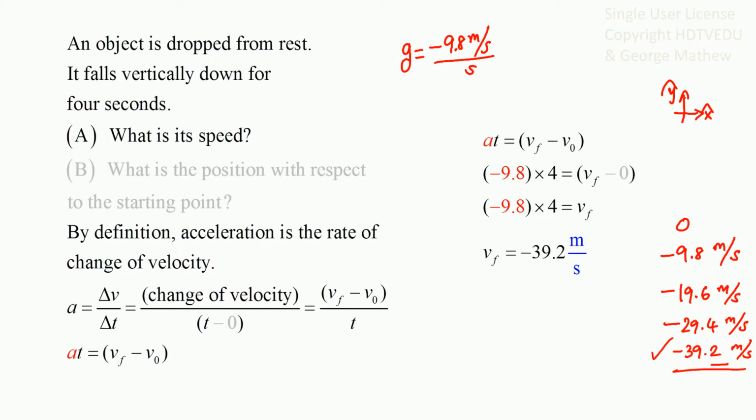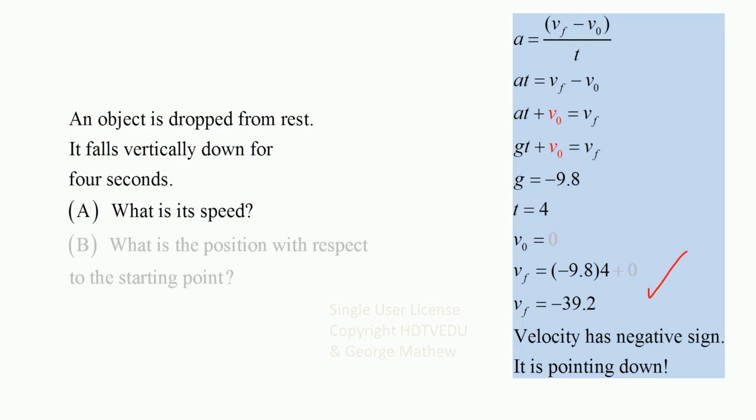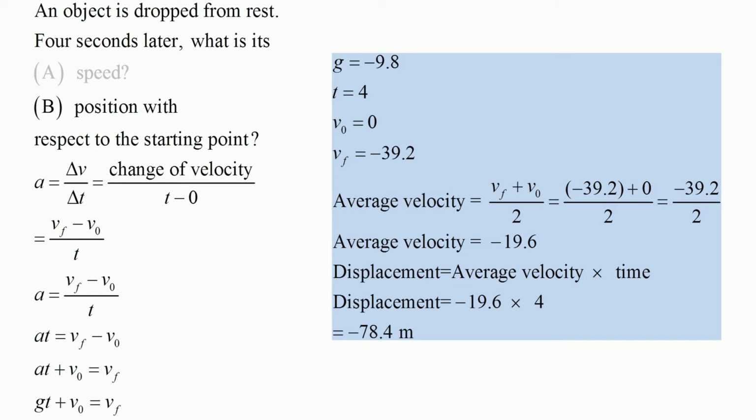So let's go back to the definition of acceleration. Acceleration is change of velocity divided by time. We cross multiply, and what do we get? Acceleration times time is equal to change of velocity. Initial velocity is 0. So you get acceleration times time is equal to V final. Acceleration is negative 9.8. Time is 4 seconds. So what do we get? Negative 39.2 meters per second. So that's what we did here. Negative 39.2. Velocity has negative sign. It is pointing down.